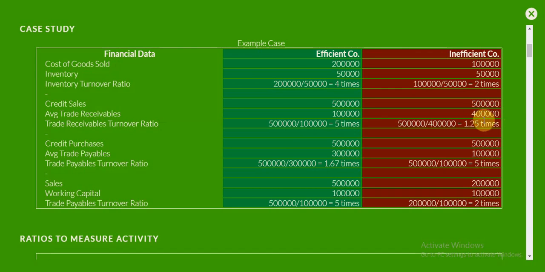But in this company, only 1 lakh has been collected back in cash and 4 lakh is still locked with debtors. So with this, if we calculate the trade receivables turnover ratio, this comes to around 5 times for the efficient company and to 1.5 times for the inefficient company. So this indicates that this collection cycle happens 5 times in a year for the first company and it happens only 1.25 times in a year for the inefficient company.